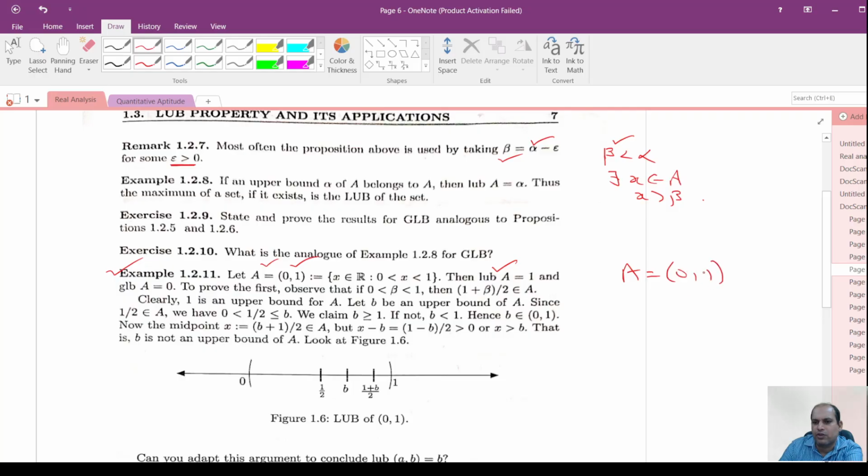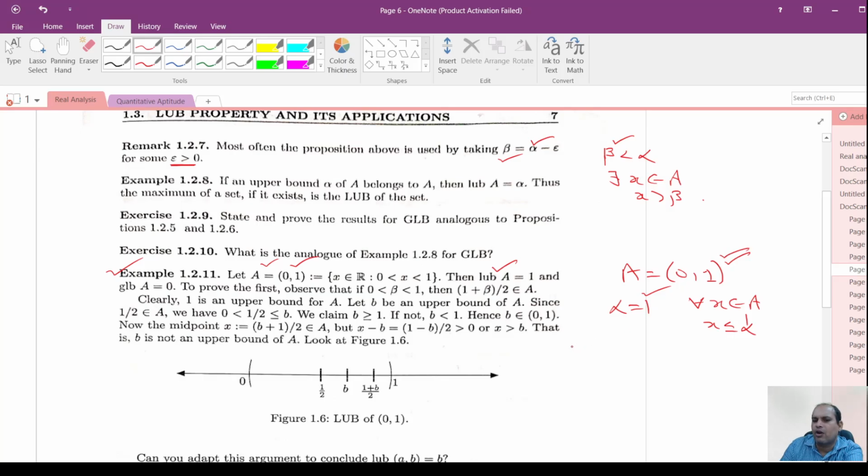First of all, we will show that this set is bounded above. So alpha equal to 1 is one of its upper bounds, because for every x belonging to A, x is less than or equal to alpha, the 1. So 1 is its upper bound. Similarly, any real number greater than or equal to 1 is its upper bound. And if we have at least one upper bound, then we will say that the set is bounded above.